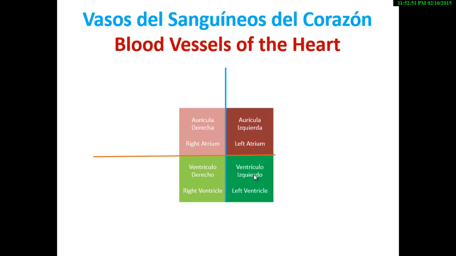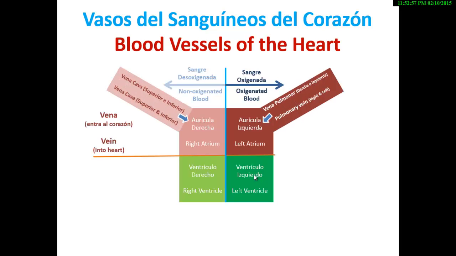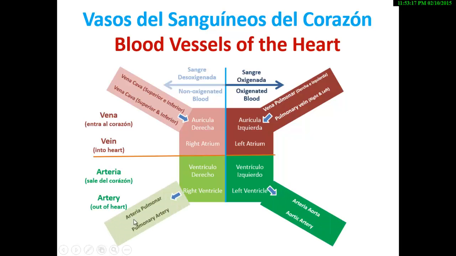Now, blood vessels. We normally know them as those that have oxygenated blood and those that do not have oxygenated blood. But in reality, it has more to do with whether they're coming in or out of the heart. When a blood vessel comes out of the heart, it's called an artery. That's why the bottom ones are arteries, because they're taking blood out of the heart. The ones that take blood into the heart are veins.